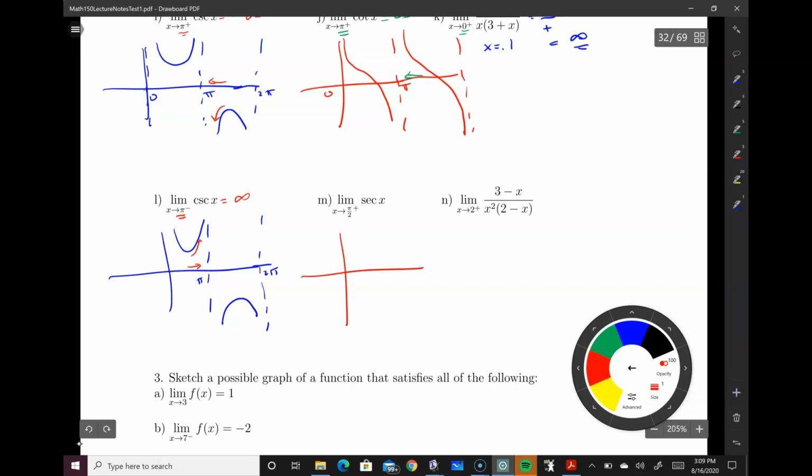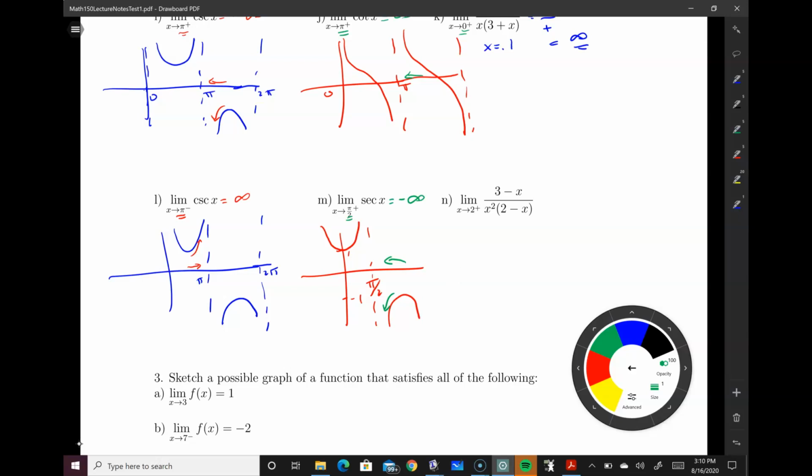So secant, the cups are coming off of the cosine. This is pi over 2 here, right? And this is 1, and this is negative 1. So if I'm going to pi over 2 from the positive side, I'm coming from this side, so I'm going down to negative infinity.